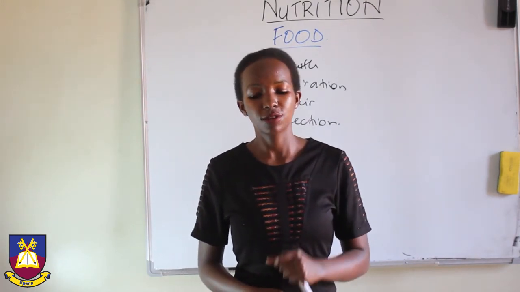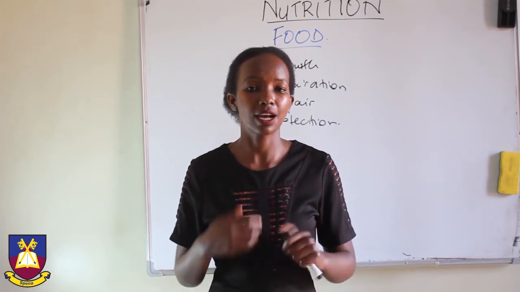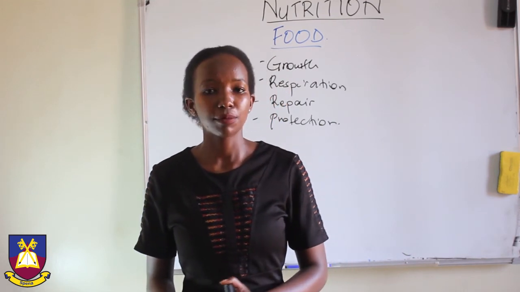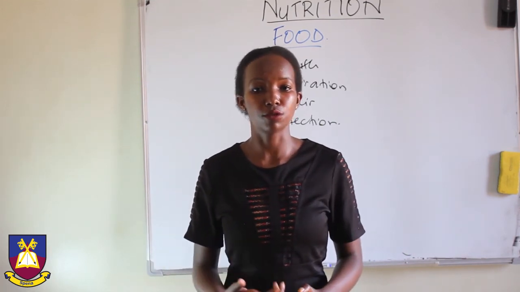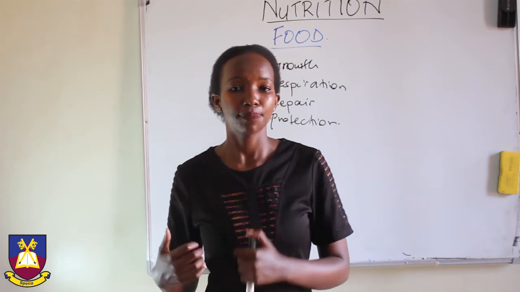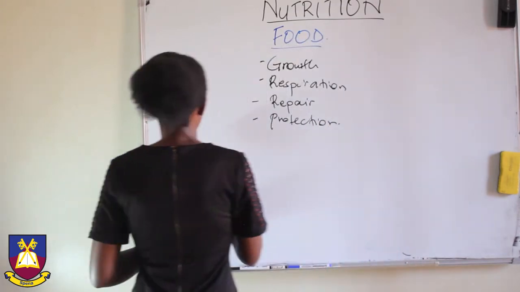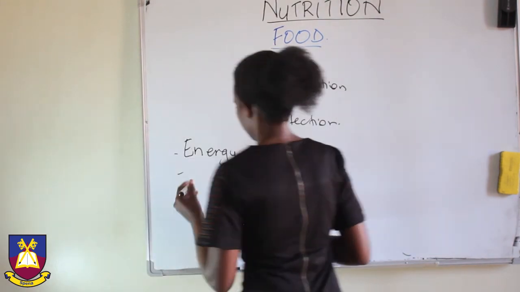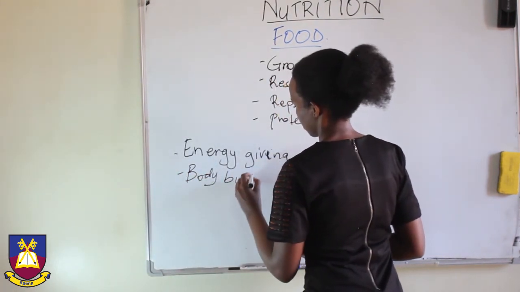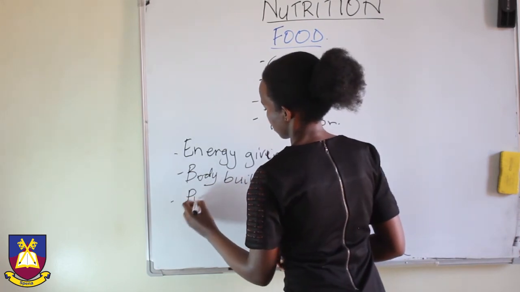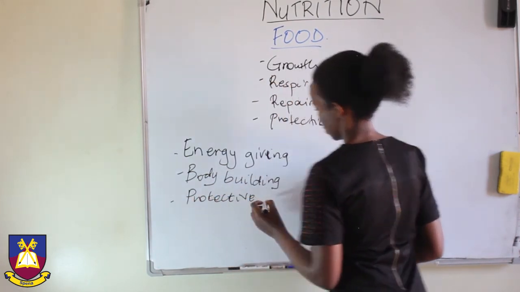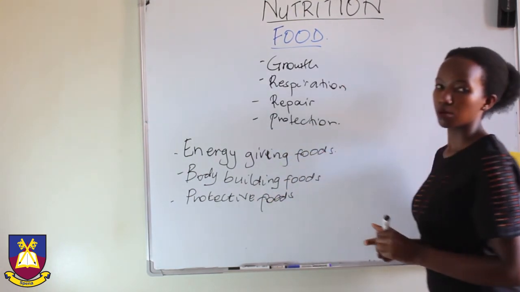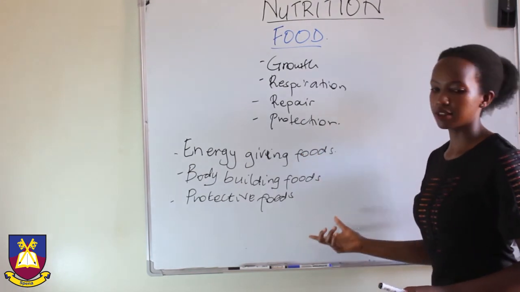And number 3, those are the protective foods, which protect our bodies against infections and disease. For example, vitamins and minerals. Those are the 3 major classes of foods. So, these are the 3 major classes of food.